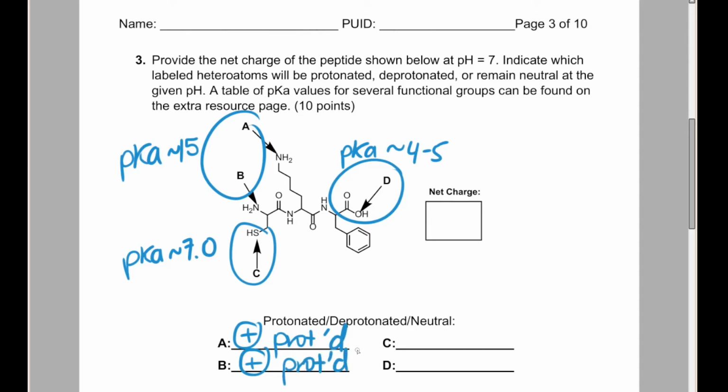C has the same pKa as the pH value, and in this case, nothing happens, so it's going to be a neutral charge. And then for D, since the pKa of 4 to 5 of the carboxylic acid is less than the pH of 7, it wants to become more basic so that the pKa rises to be closer to 7. So in that case, we're going to lose a proton, so there would be a negative charge, and it would be deprotonated.